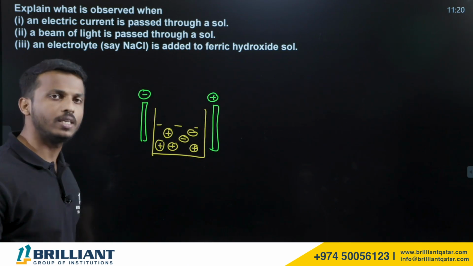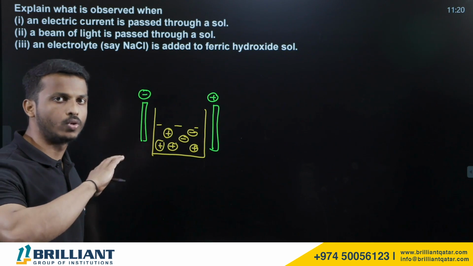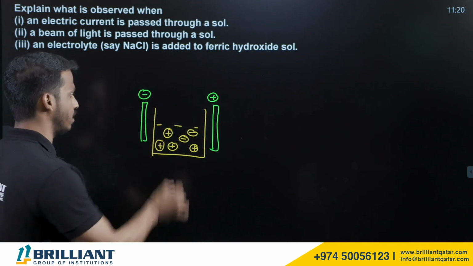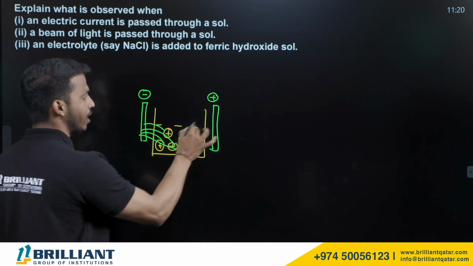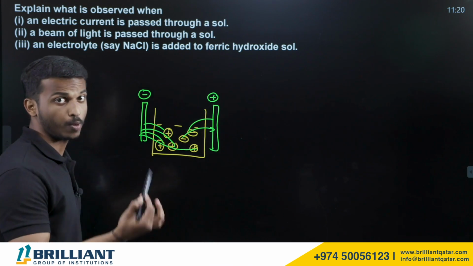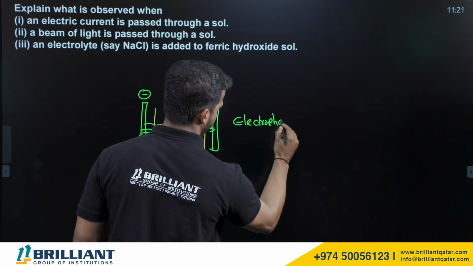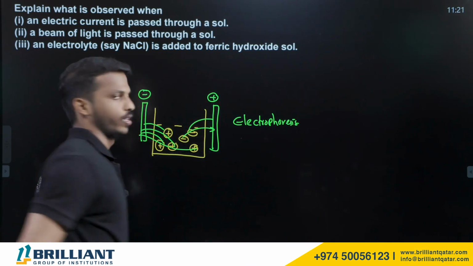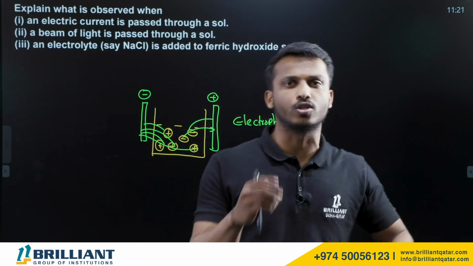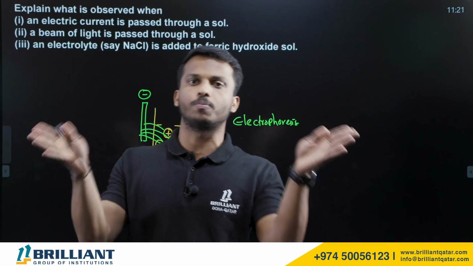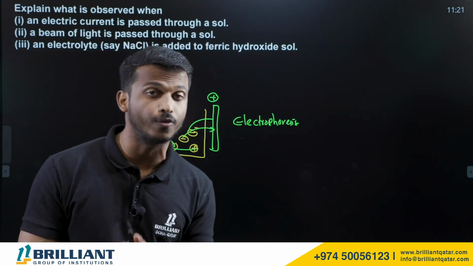When you pass electricity through the solution, the charged particles will move to the opposite pole. This means the positively charged species will go to the negative terminal, and the negatively charged species go to the positive terminal. This process, you may have studied, is known as electrophoresis. What is meant by electrophoresis? It is the movement of colloidal particles to their opposite poles when an electric field is applied. Very important term, all of you.